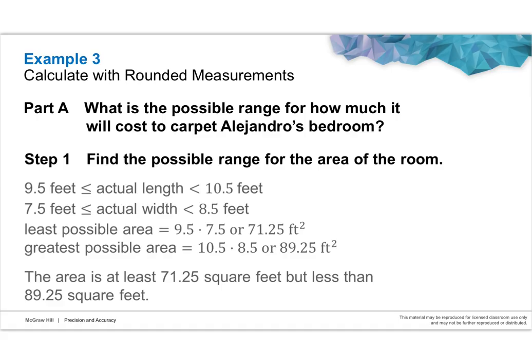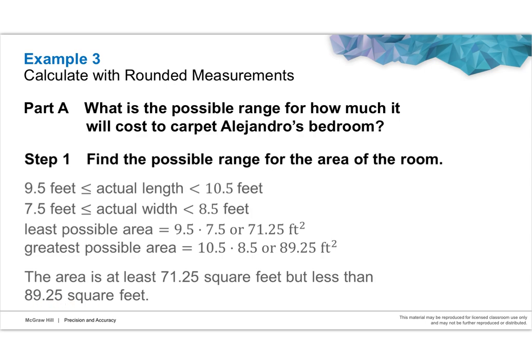Then the greatest possible area would be taking those larger measurements and multiplying them, or getting 89.25 square feet. So the area is going to be at least this much, the lower end, right? At least 71.25 square feet, but less than 89.25 square feet.